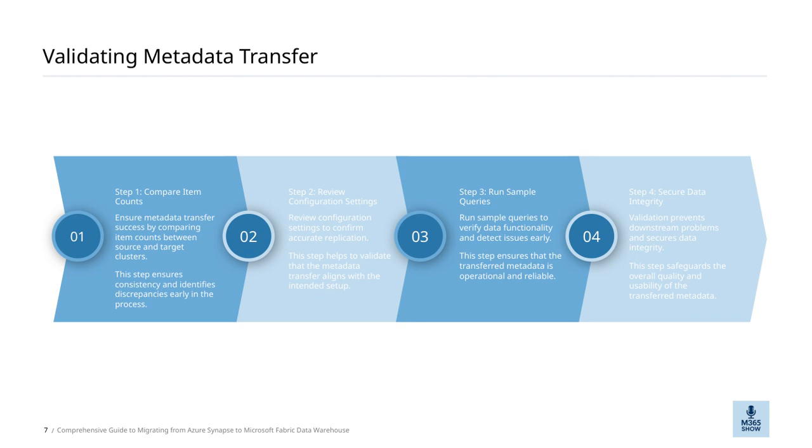All of these steps come together to safeguard data integrity. Validation helps prevent downstream problems, ensuring the overall quality and usability of your transferred metadata. Remember, thorough validation is key to a successful migration and a reliable data warehouse environment.